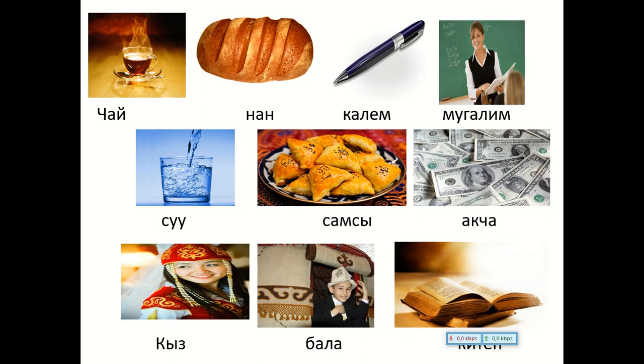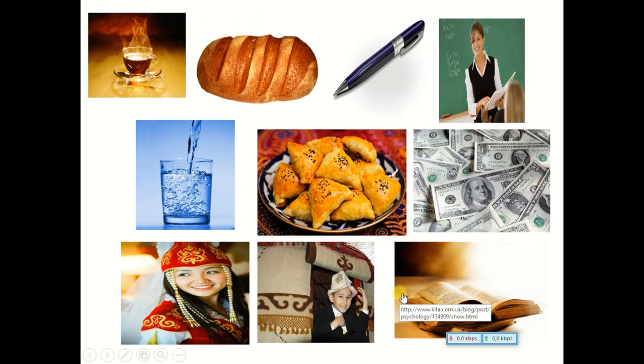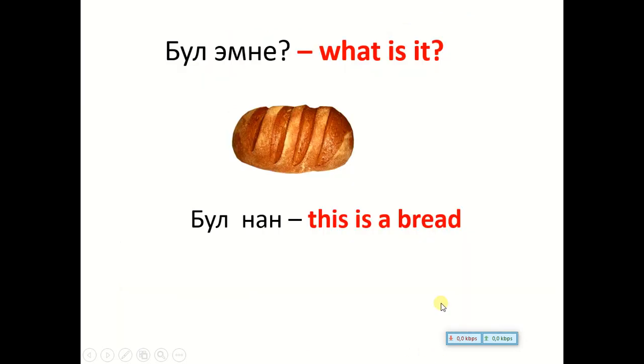We will repeat all words which we learned before. Çay, nan, kalem, muğalim, su, samsı, akça, kız, bala, kitap. I think you remember these words and you will repeat me. Tea, çay, bread, nan, pen, kalem, teacher, muğalim, water, su, samsı, money, akça, girl, kız, boy, bala, book, kitap.